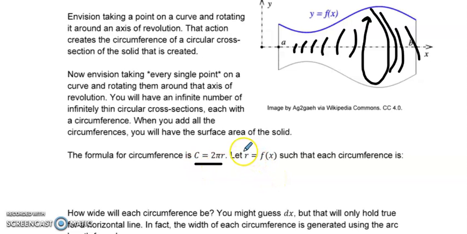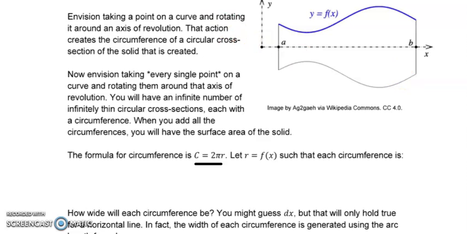What we're going to have is r equal to f of x, and this is of course under the assumption that we're rotating around the x-axis. So this, for example, would be the radius, which is equal to f of x. So each circumference is going to be C equals 2 pi times f of x.